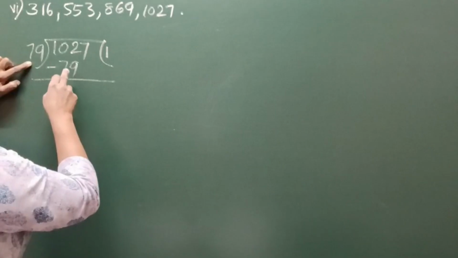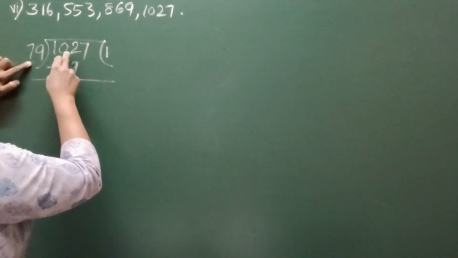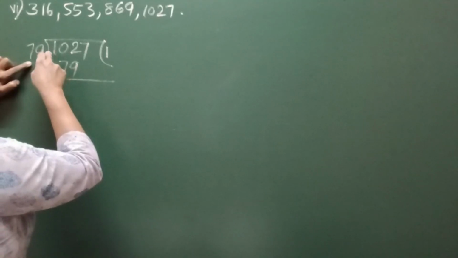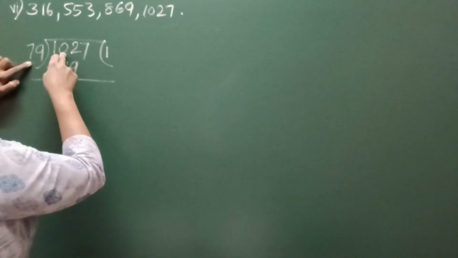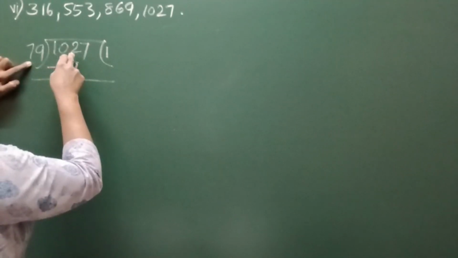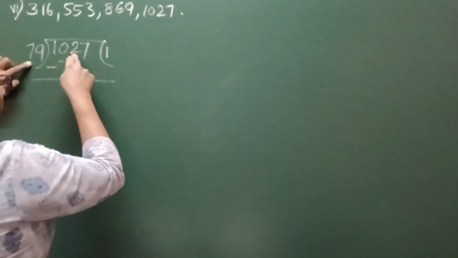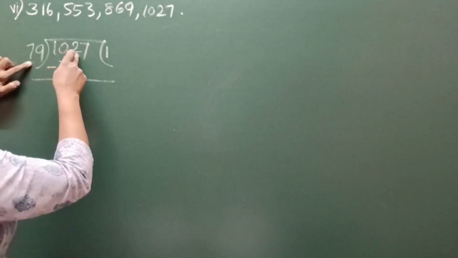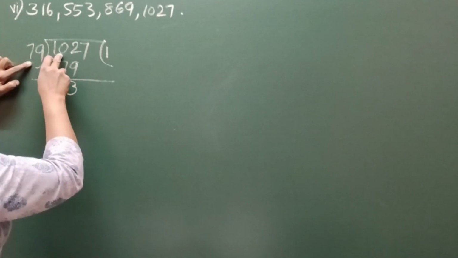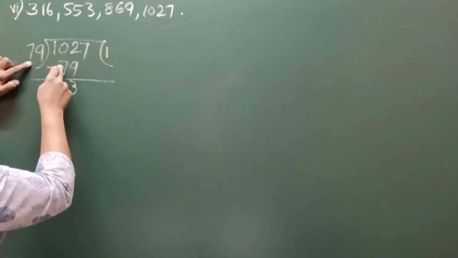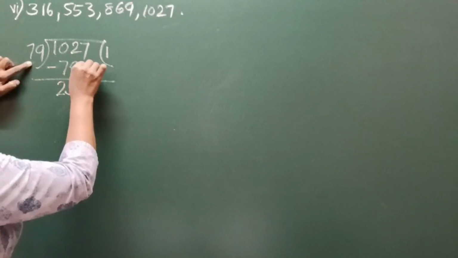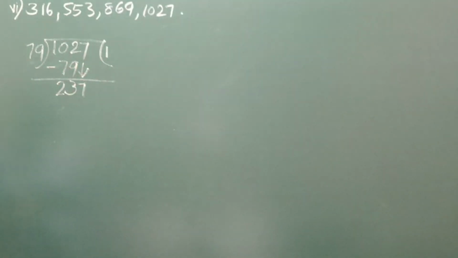Here it is 2. 2 is smaller than 9. So borrow from the next. Here it is 0. So go back to this 1. Bring it here. That means this will become 10. From 10 you have to borrow 1 and make it 12. Okay. 12 minus 9 is equal to 3. Then here it's only remaining 9. 9 minus 7 is equal to 2. 23. Bring down this 7. 237.